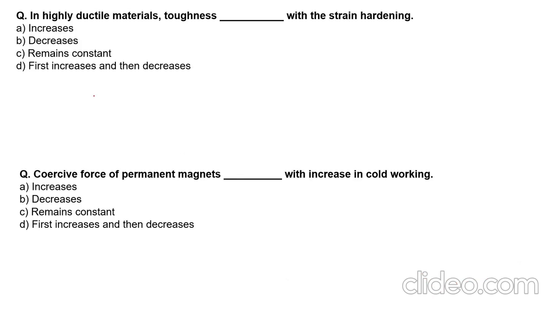The next question says that in a highly ductile material, toughness dash with the strain hardening. Whether it increases, decreases, remains constant, first increases and then decreases with strain hardening. So you have to answer this. If it is a ductile material, how will its curve look? You have to say how the toughness and strain hardening depend on each other.